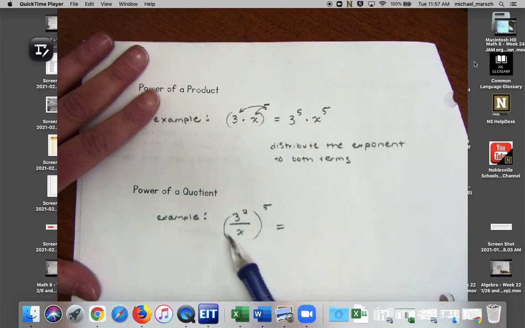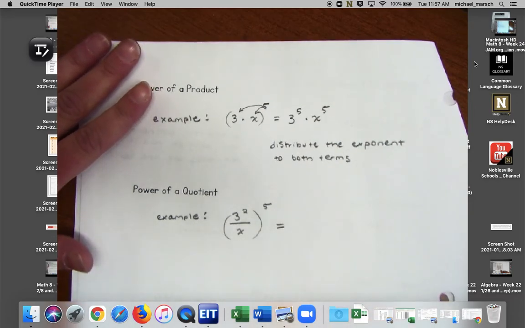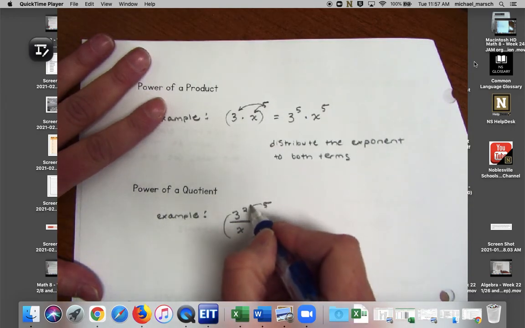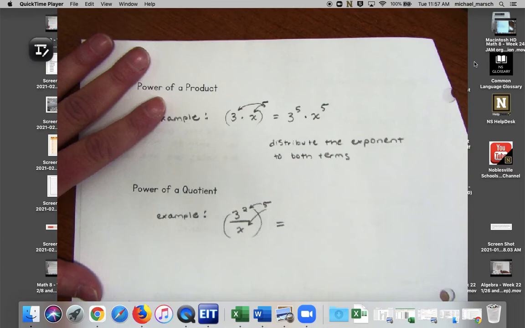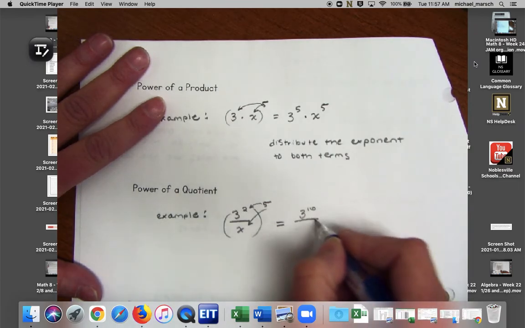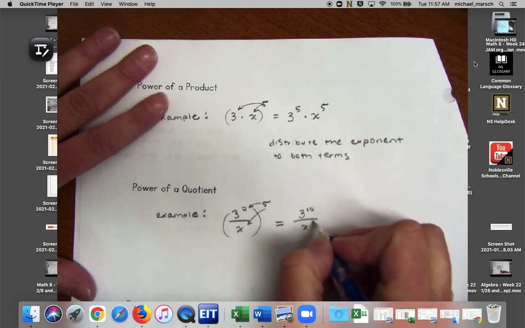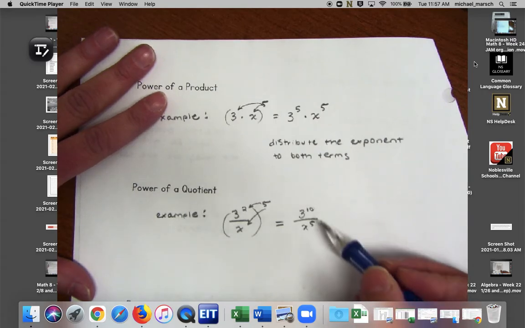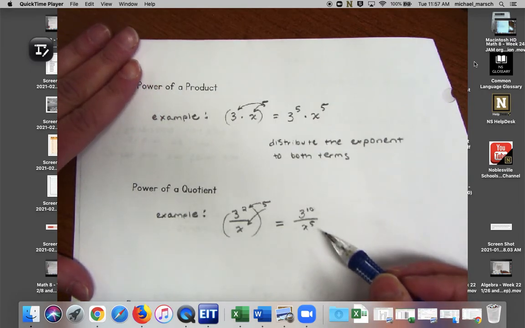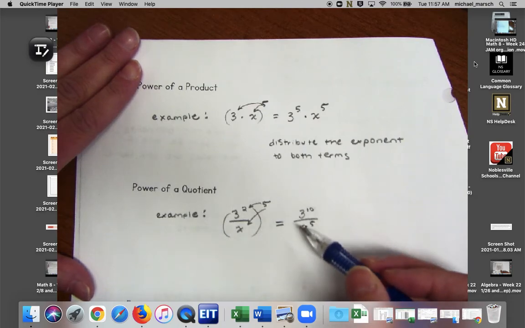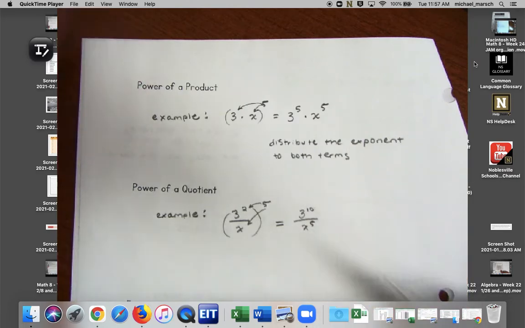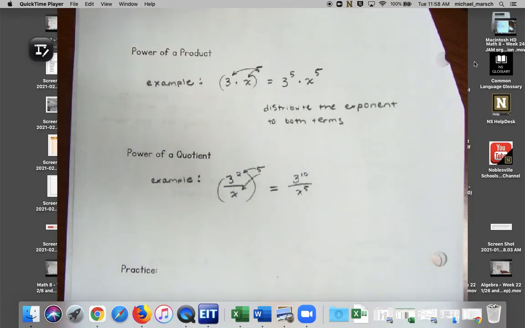So I've got 3 squared over x. The whole thing is raised to the 5th power. I'm going to do the same thing. I'm going to distribute 5 times 2 and 5 times that secret 1 there. So I'm going to get 3 to the 10th over x to the 5th. Can I do anything with this 10 and 5? What's the rule if I want to do all those shortcuts? You have to have the same base, so I can't do anything. It just is what it is. 3 to the 10th over x to the 5th. We don't know what x is, so we can't just start subtracting exponents because they might not be the same value.